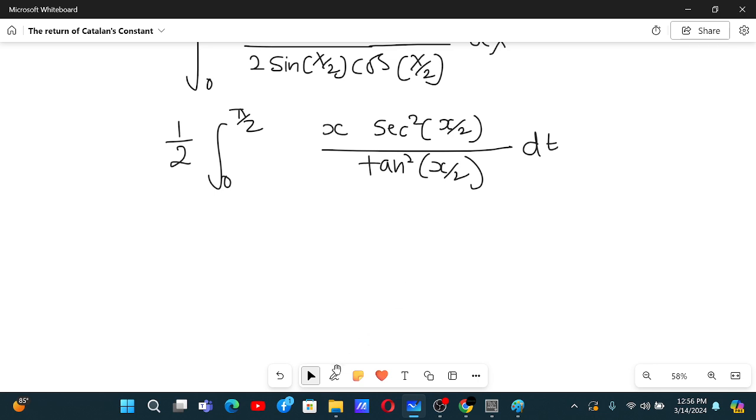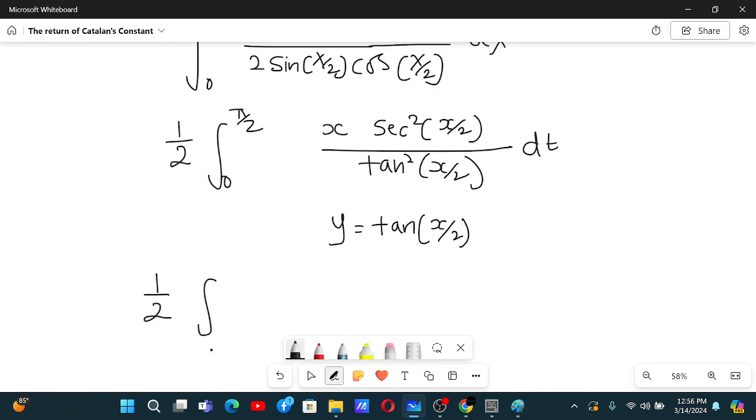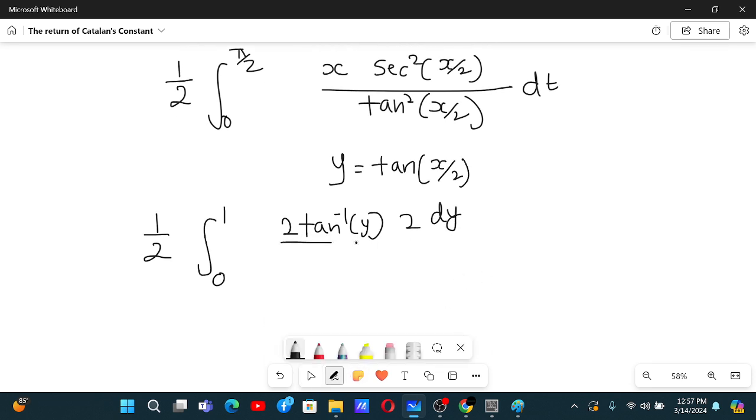Now after this, we will make a substitution that y equals tan x by 2. If we make the substitution, tan of 0 by 2 is 0 and tan of pi by 4 is 1. And now x is tan inverse y, and then 2 tan inverse y. And then sec square x by 2 will be 2 dy. And tan square x by 2 will now be y square. So now, is this the thing?